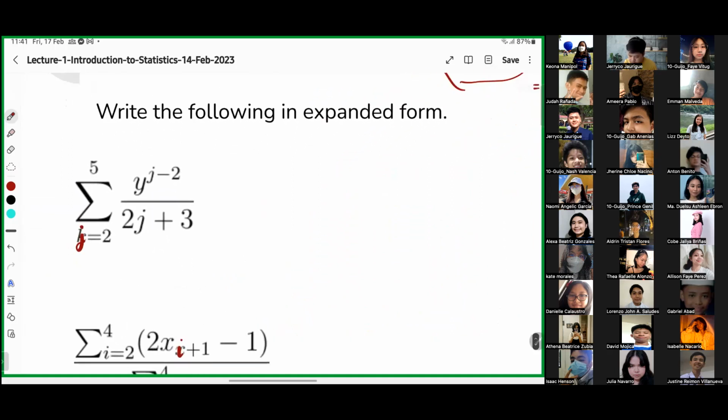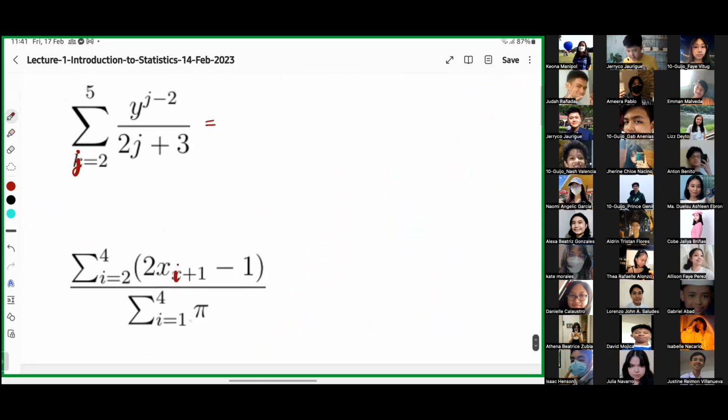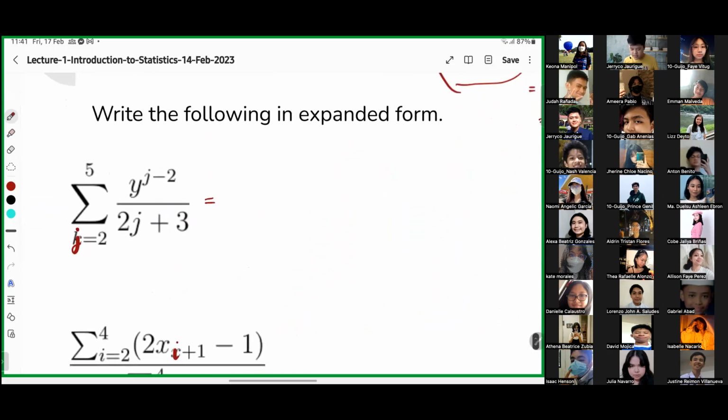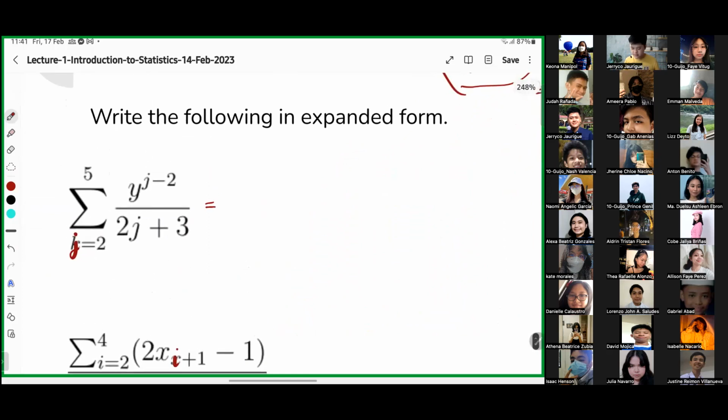Sige. Still have 20 minutes. I'll give this as an assignment, tong last one. So, let's have this muna. So, tayo magsisimula.